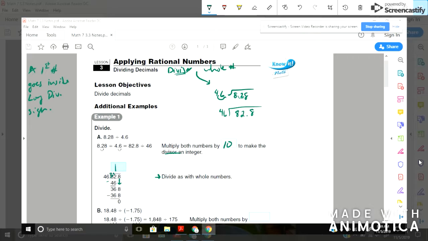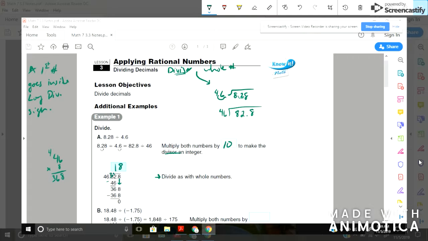Okay, then I need to ask myself, how many times does 46 go into 368? Well, if I multiply by 10, it would be 460, and that would be too much. I need to go into 368. So I'll just estimate, and I'll guess like 7 or 8. Let's try 8. 46 times 8. 6 times 8 is 48. Carry my 4. 4 times 8 is 32. Plus 4 is 36. Perfect. 368. I wouldn't have any remainder. And that would be 8 times.